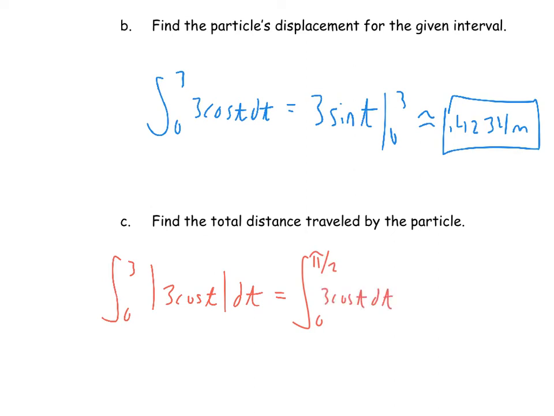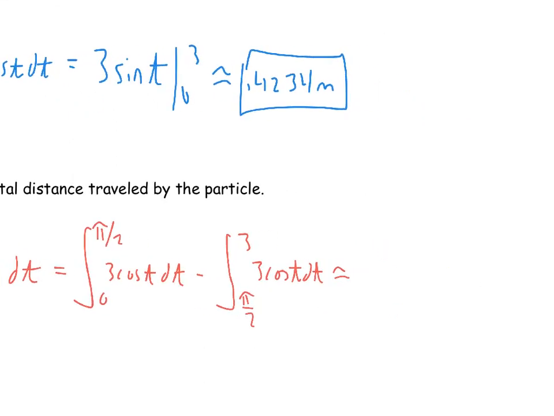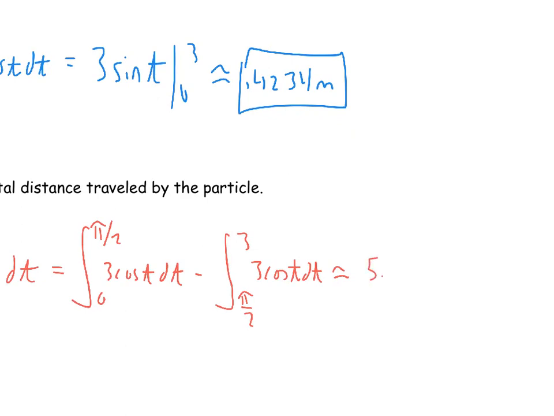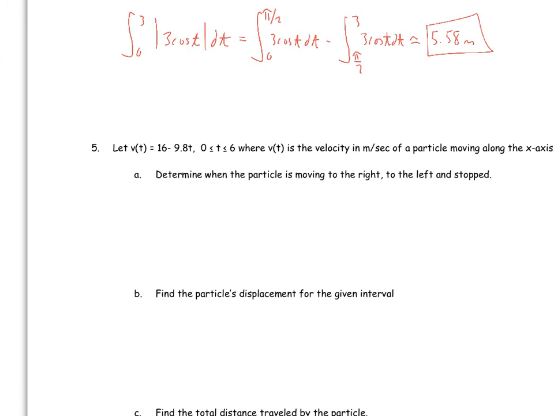Pi over 2 is where it changes direction, which means the velocity curve is changing from above the x-axis to below, or from below to above, but we already determined that it was moving right from 0 to pi over 2, so we know that the velocity graph is positive, meaning above the x-axis. So split it into two integrals, do each antiderivative and plug in your bounds separately. Combine those two numbers and you get 5.58 meters. Not sure why that one's not rounded to 3 decimal places, but it's not worth the time to go through and do it. All right, so number 5 is exactly the same question.